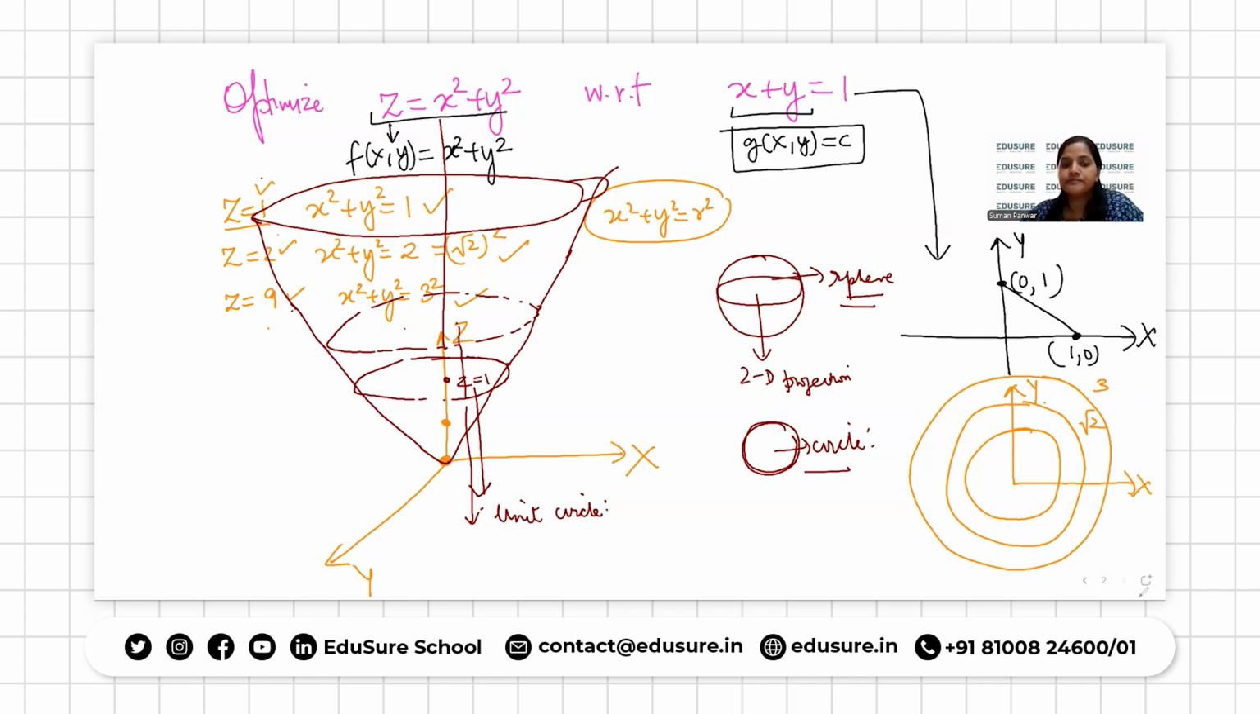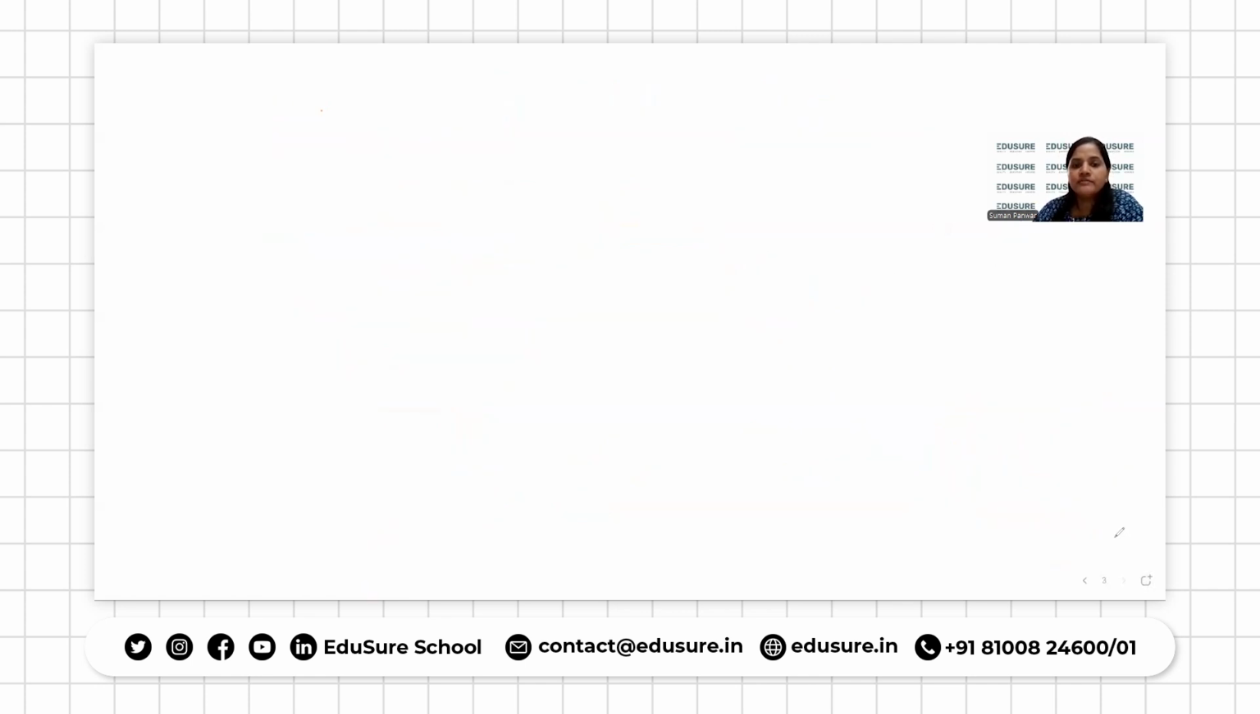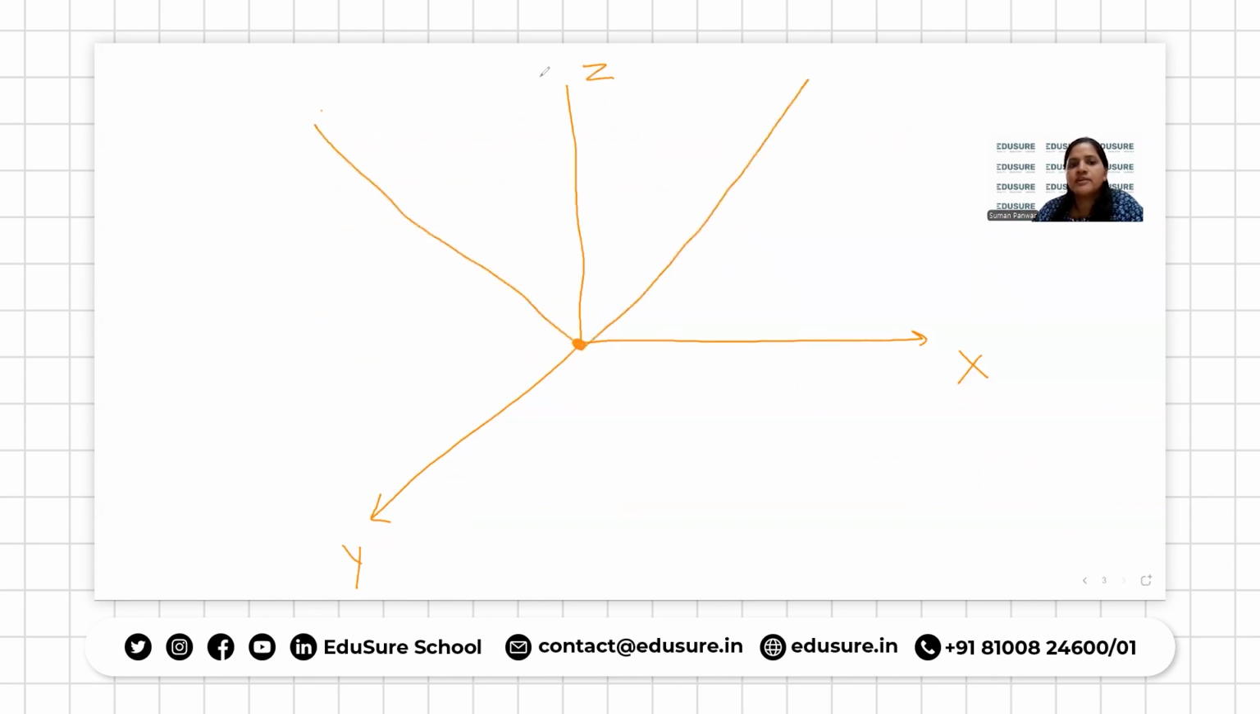Okay. Now, let's see what is happening now. Now you have this kind of a situation. This is x-axis, this is y-axis, this is z-axis. So we are making a rough figure, and we know that z is positive because z is equal to x square plus y square. Suppose something like this is happening.